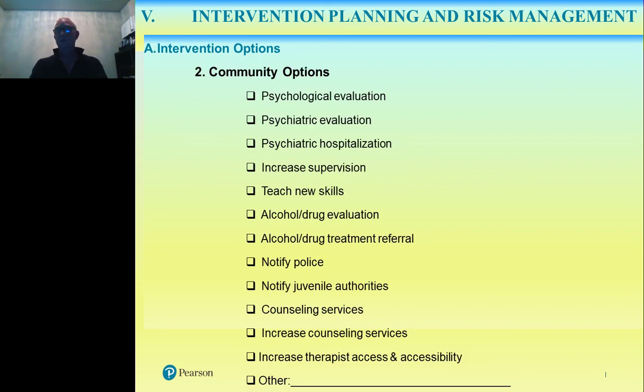And then for community options, consider further psychological evaluation, particularly if you want them to maintain engagement. If medication is necessary, consider psychiatric evaluation, possible hospitalization. Again, increase supervision in the community, particularly if they're involved in the legal system. Teach new skills, do alcohol and drug evaluation, because that may be an active component of their risk level, and referral is appropriate. Notify the authorities, particularly if they're very high risk and you have a named target that they're going to go for, and so on.